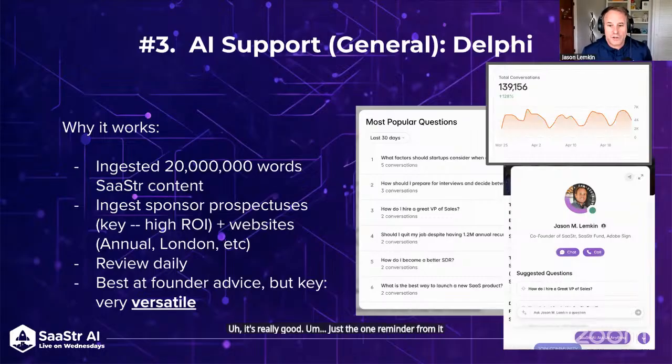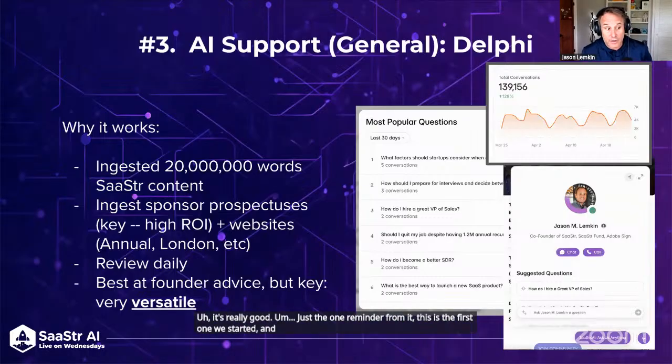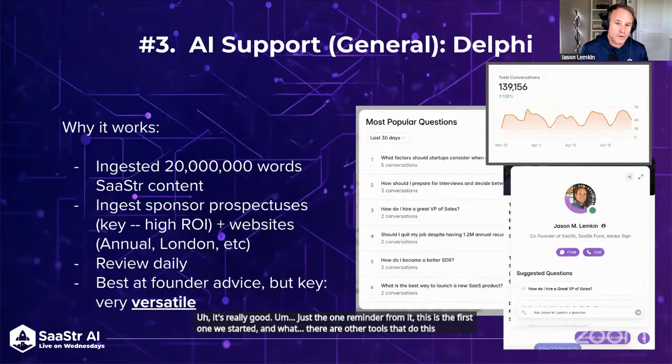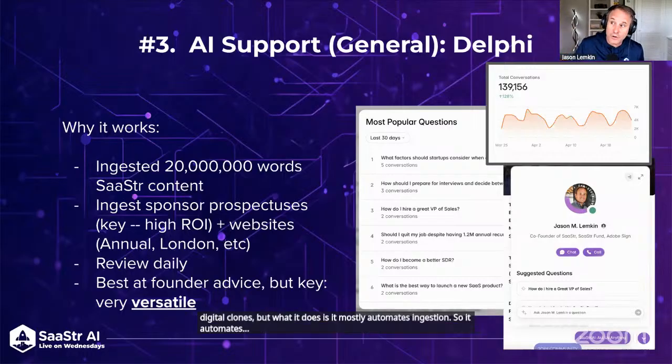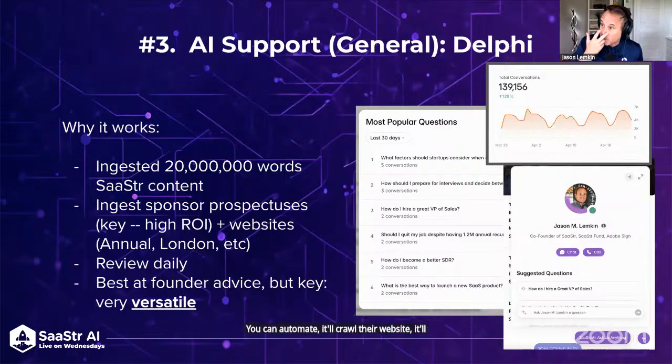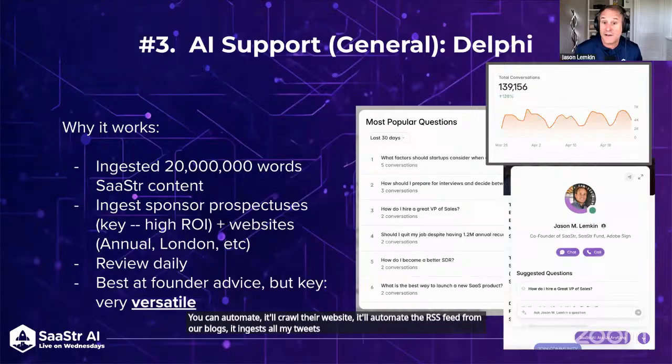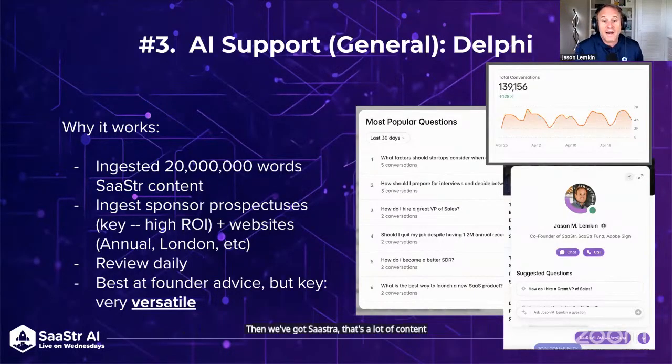This is the first one we started, and there are other tools that create digital clones, but what it does is mostly automate ingestion. It'll crawl our website, it'll automate the RSS feed from our blogs, it ingests all my tweets, it ingests every YouTube video we've ever done. The thing about SaaStr is that's a lot of content. So out of the box, it was really good.